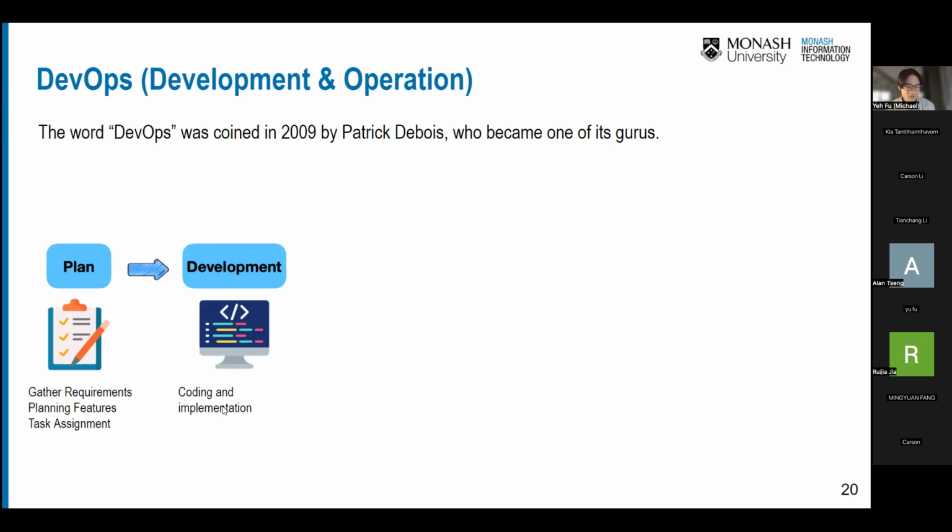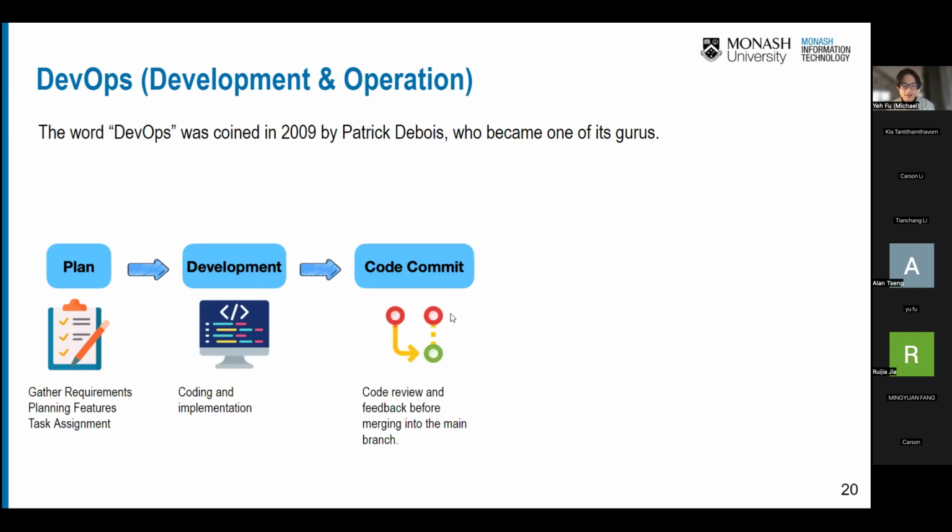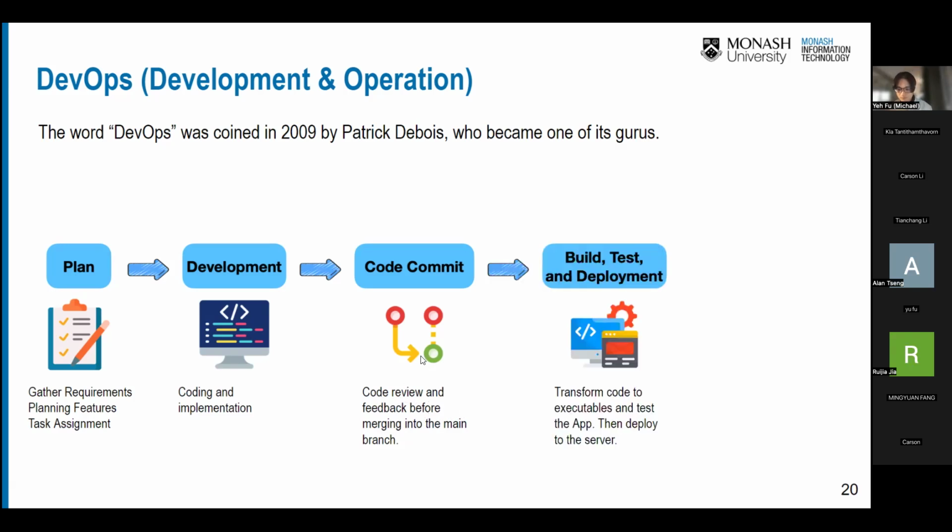In development, we basically do the coding implementation, and the code commit is also included in your assessment 3. Basically, we do code review and we provide feedback on our team members' code. We can do the code review within the version control system, such as GitHub or GitLab. Before we merge into the main branch, we want to do the code review so that we don't disrupt the main branch, and we don't crash our software. And after the commit and code review, we can build the software, test the software, and start deploying our software.